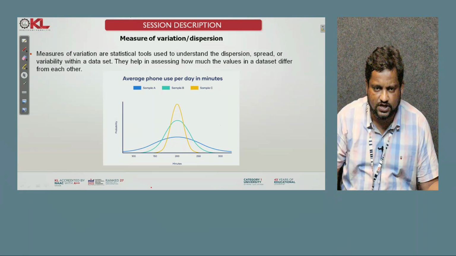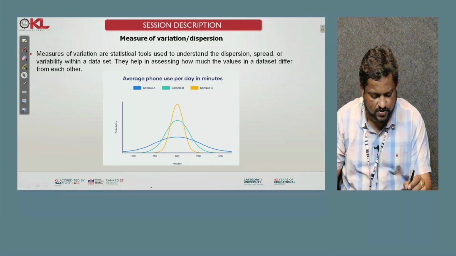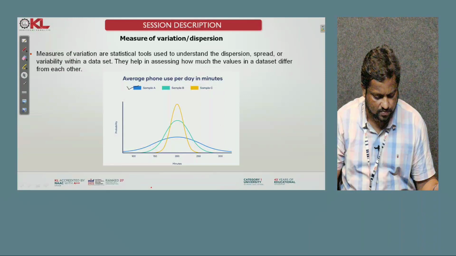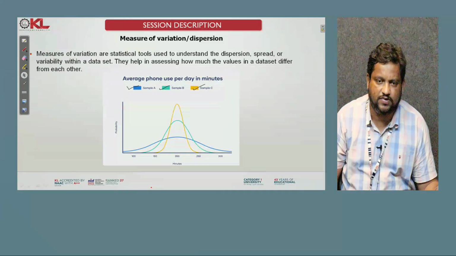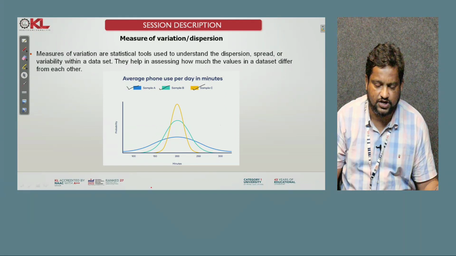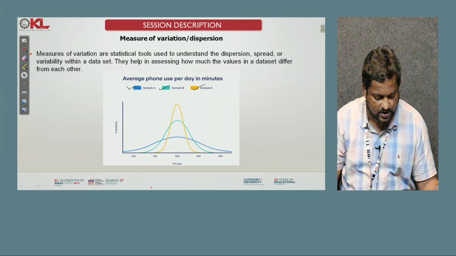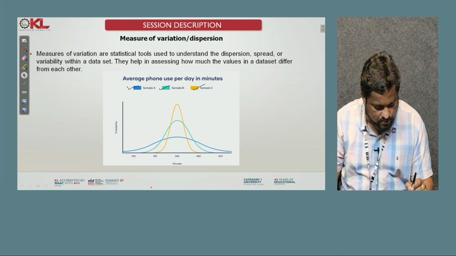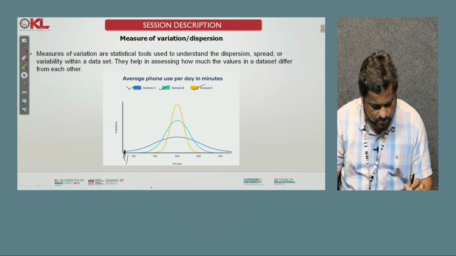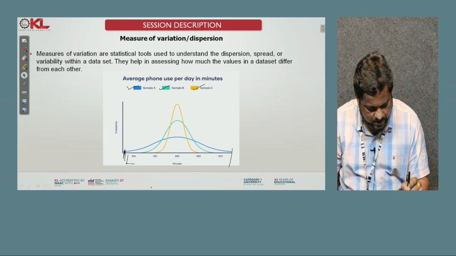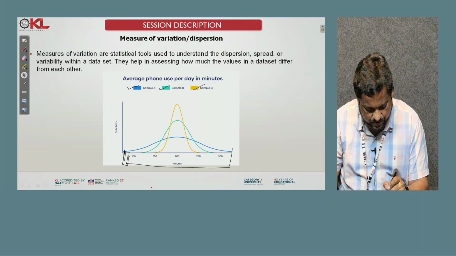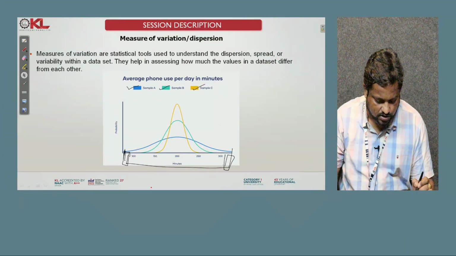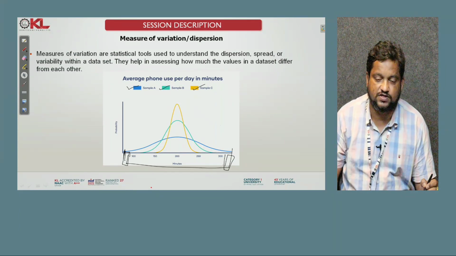If you see here, 3 samples are there. These are the call durations of different sets of people: sample 1, sample 2 and sample 3. The spread of sample 1, represented in blue color, is very high. It spreads from here to here. Some people use it for very low minutes of time, some people use it for very high minutes of time. So in this particular sample the spread is very high.